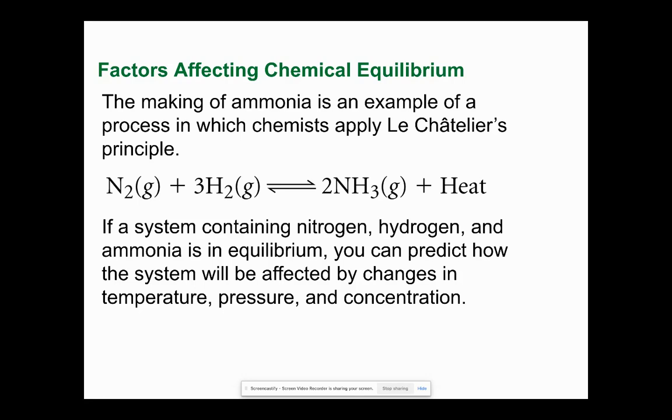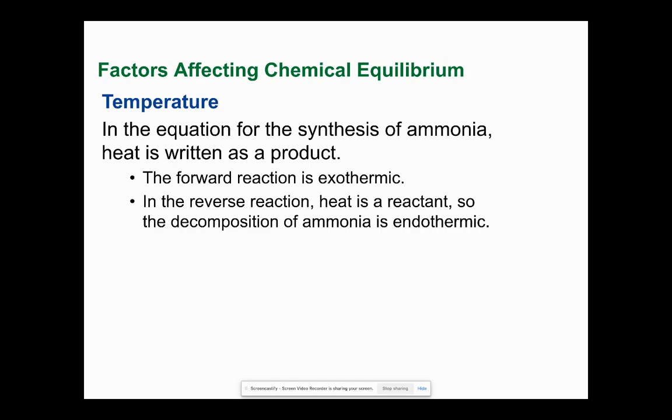So anyways, they change into ammonia and heat. They release a little bit of heat. So if the system containing nitrogen, hydrogen, and ammonia is in equilibrium, you can predict how the system will be affected by the changes in temperature, pressure, and concentration. Mathematically, you can figure that stuff out too. We don't cover that in this class as much as you would, say, in an actual chemistry class.